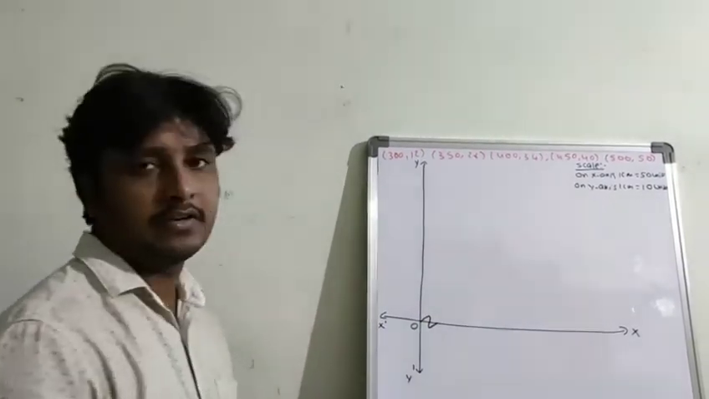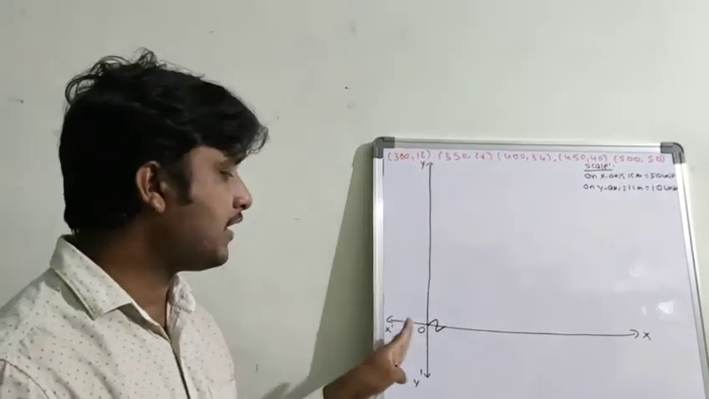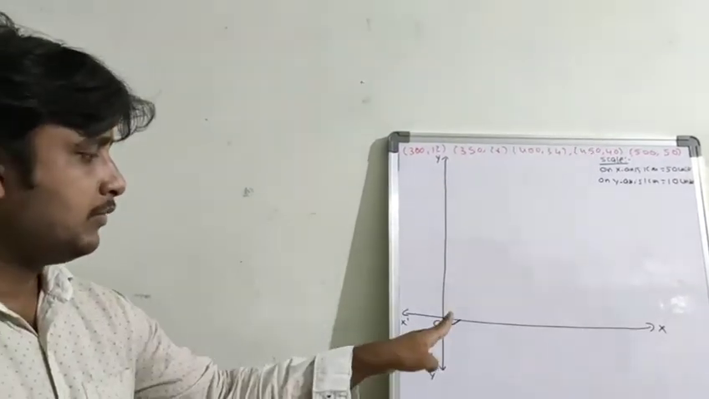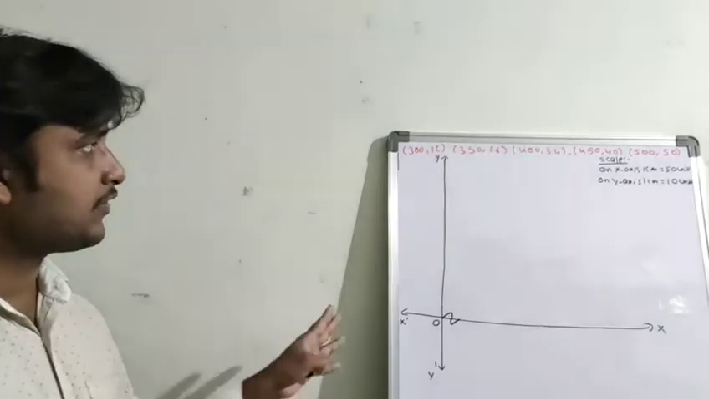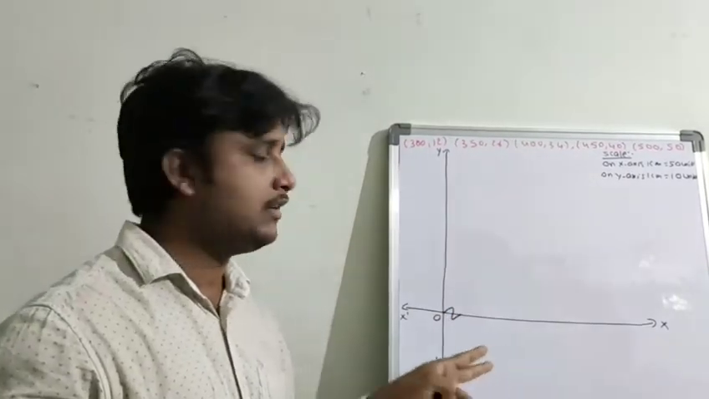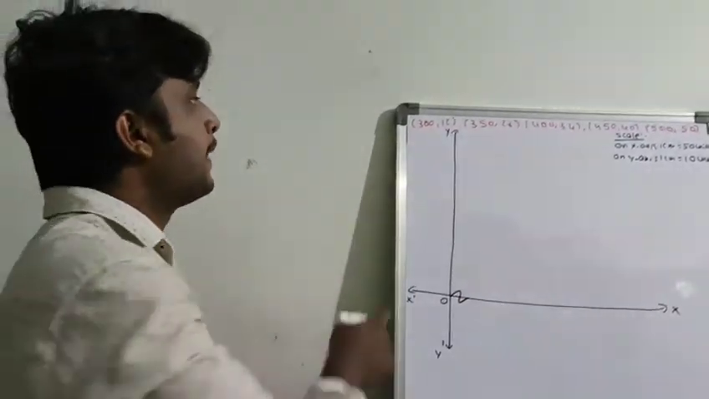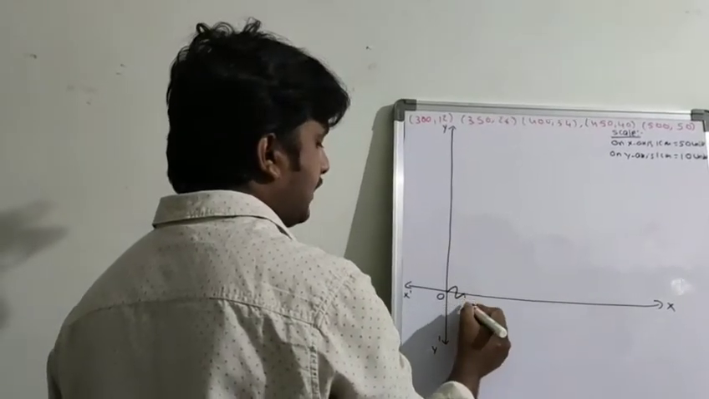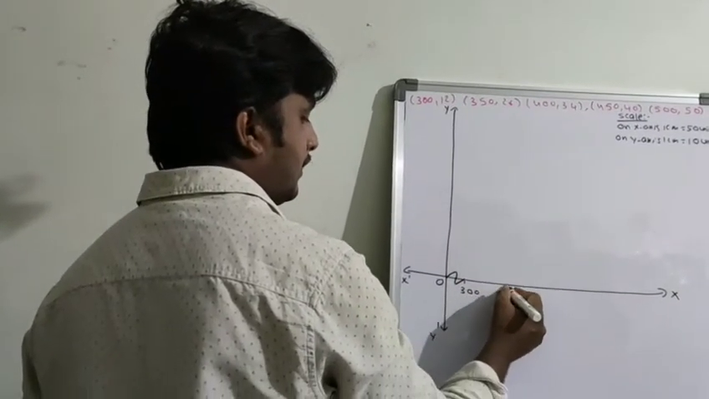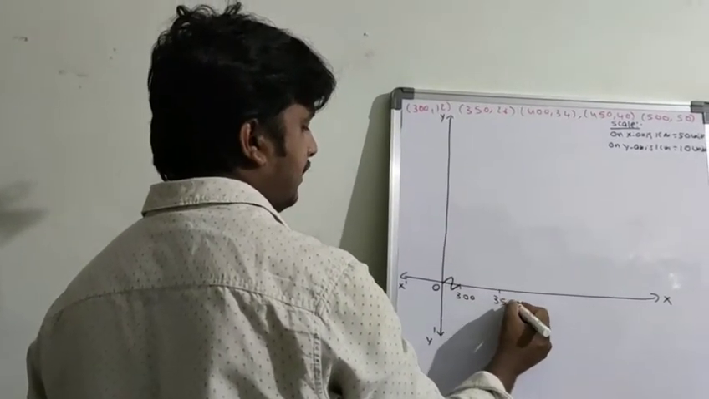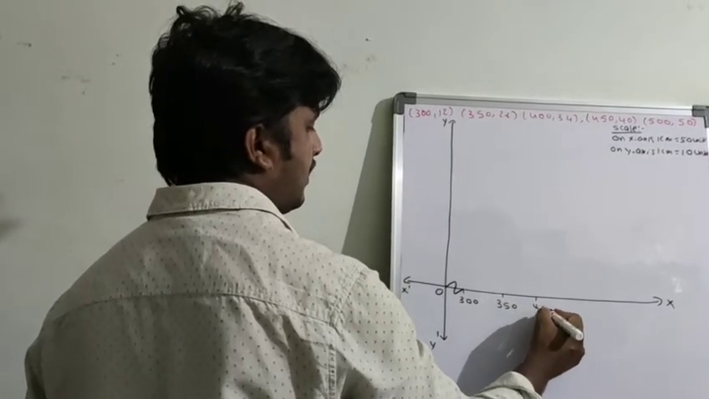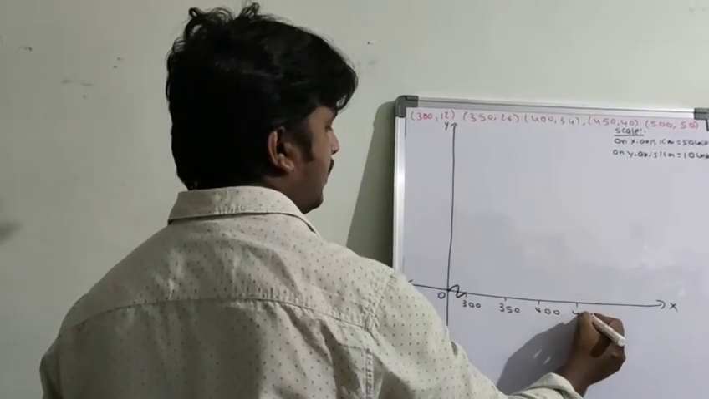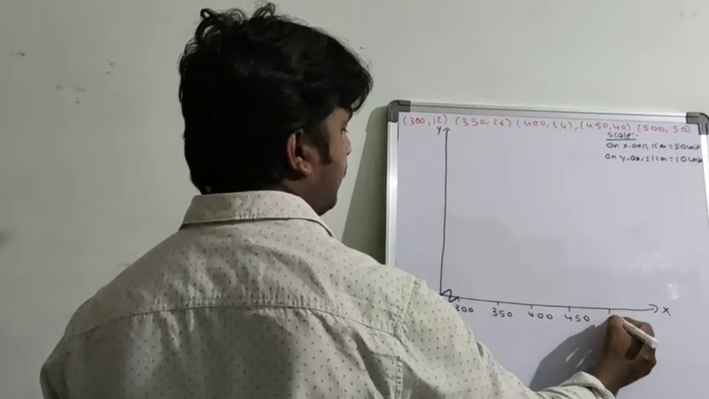This is a symbol called king. That means some other values also come before this value. But instead of writing 50, 100, 150, I'm writing a king symbol. Next, I'm using 300, next 350, next 400, next 450, next 500.